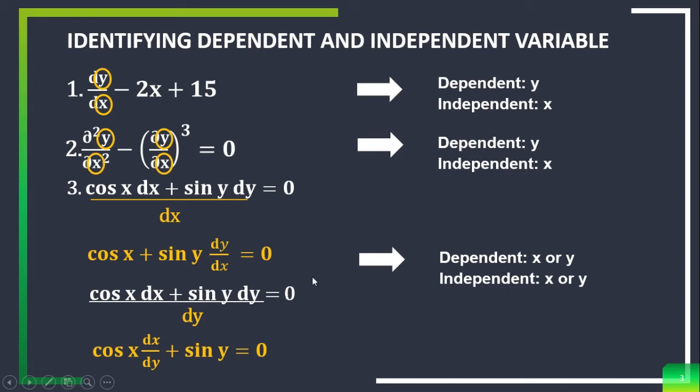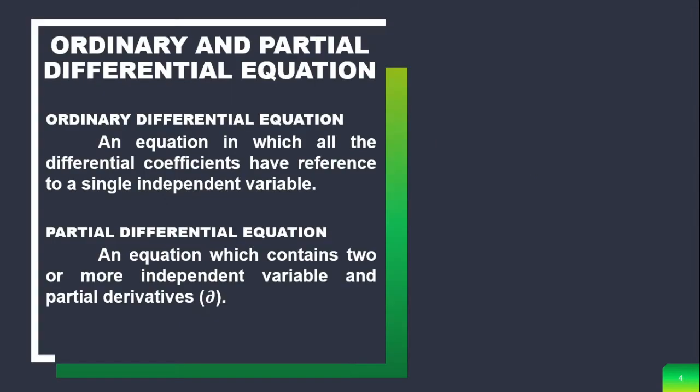When we divide by dx, we have the dependent variable y and our independent is x. If the equation is divided by dy, we have the dependent variable x and our independent is y. Okay, so let's proceed to ordinary and partial differential equations.